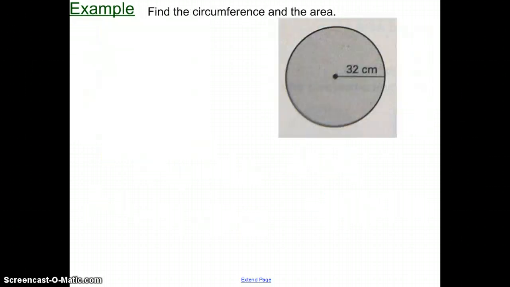For this problem, find the circumference and area. So this 32 centimeters in the picture, that is the radius, the distance from the center to the outer part of the circle. So this is R. The circumference, because we know the radius, we're going to use this equation, 2 pi times R. And so we got 2 pi times 32.